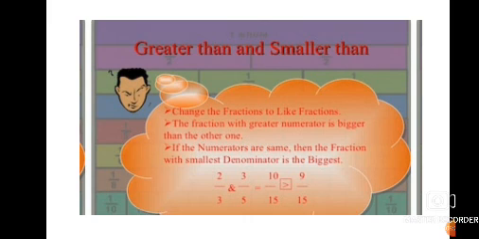Greater than and smaller than. To find out if a fraction is greater or smaller, we change the fractions to like fractions. The fraction with the greater numerator is bigger than the other one. For example, over here, 5 times 2 is 10 and 3 times 3 is 9, and the LCM of 5 and 3 is 15.